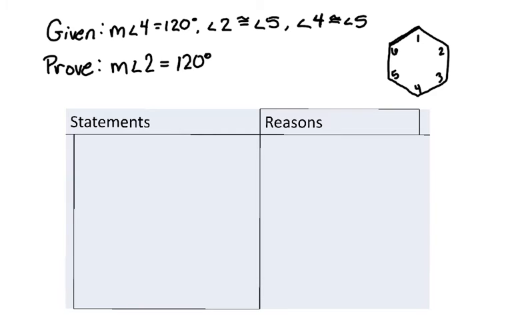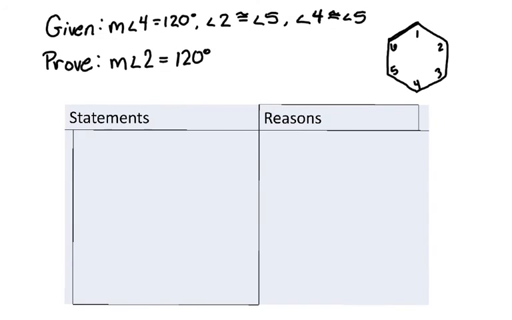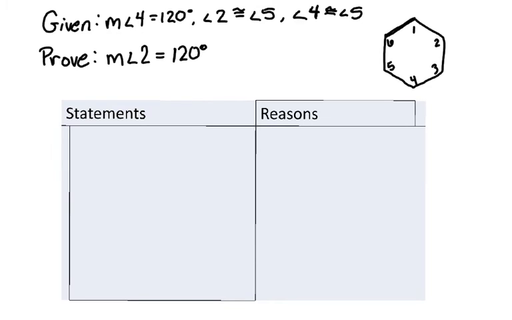Okay, given the measurement of angle 4 is equal to 120, angle 2 is congruent to angle 5, and angle 4 is congruent to angle 5, we are going to prove that the measurement of angle 2 is equal to 120. Let's start stating the given information. The most important part right now is that angle 2 is congruent to angle 5, and angle 4 is congruent to angle 5.